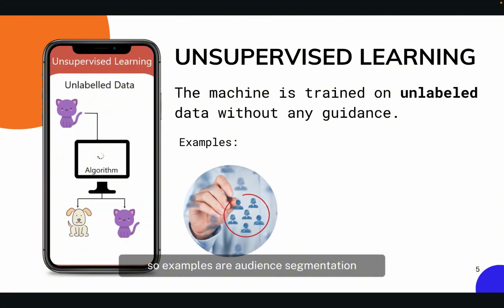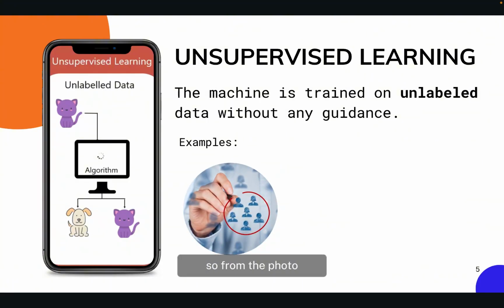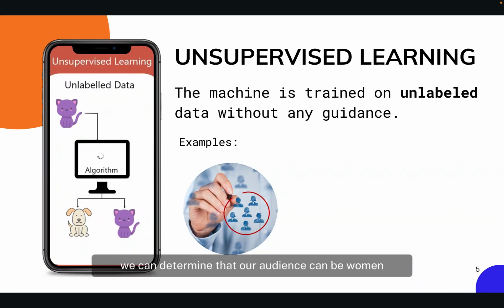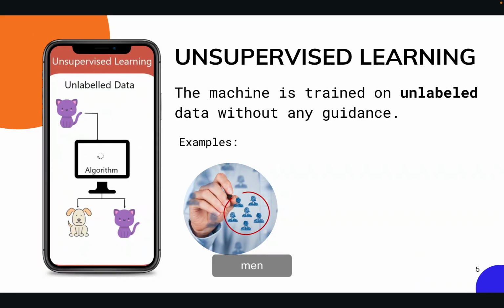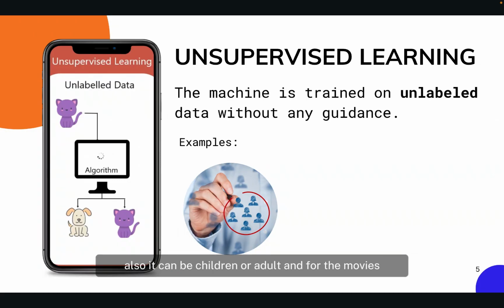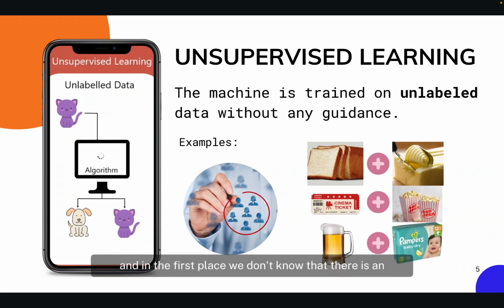Examples are audience segmentation. From the photo, we can determine that our audience can be women, men, children, or adults. And for movies, there are also recommendations which Netflix uses to improve their sales. And in the first place, we don't know that there is an underlying relationship between these items such as bread and butter, cinema tickets and popcorn, and the beer and diaper theory. Have you heard about it?